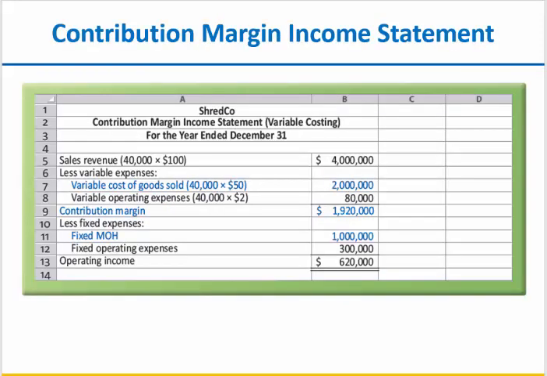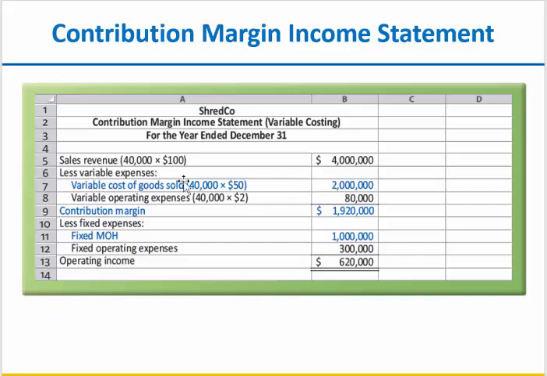So now let's take a look at, for the same company, if I want to use variable costing, what will I get? So this is what's happening here. You have a sales revenue, which is the same 4 million, right? 4 million right there. And then less the variable expenses. You don't have CGS now.